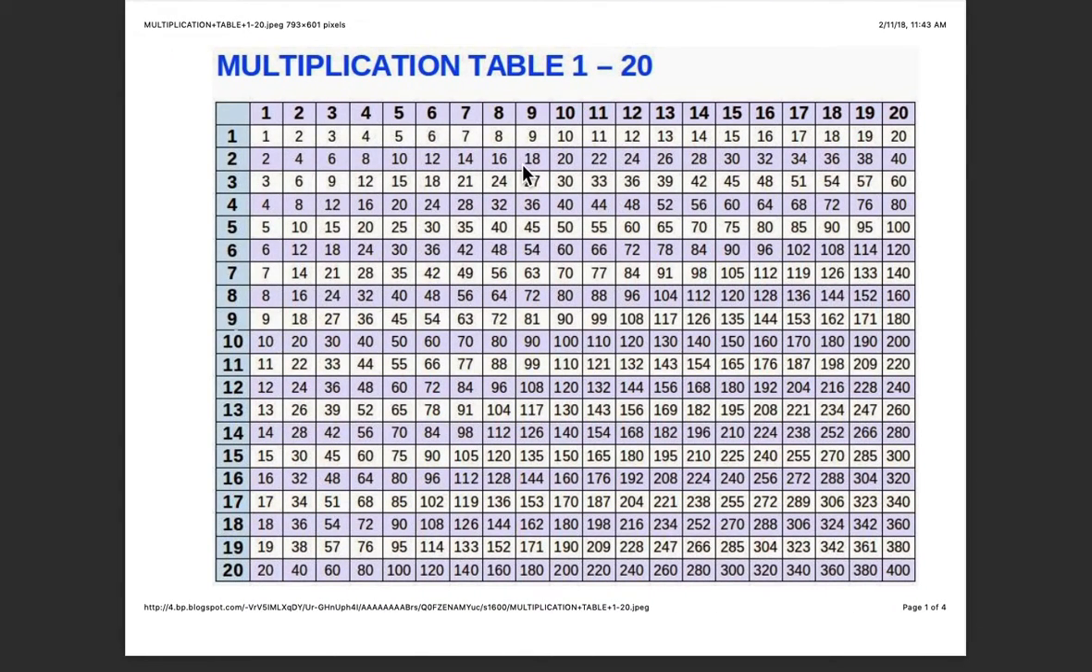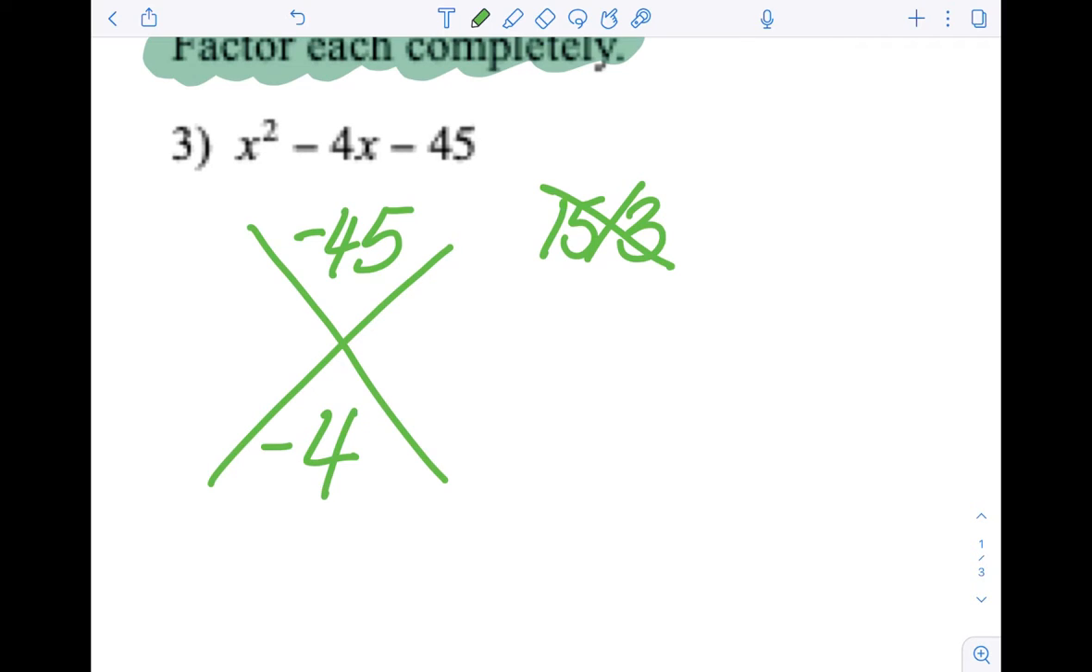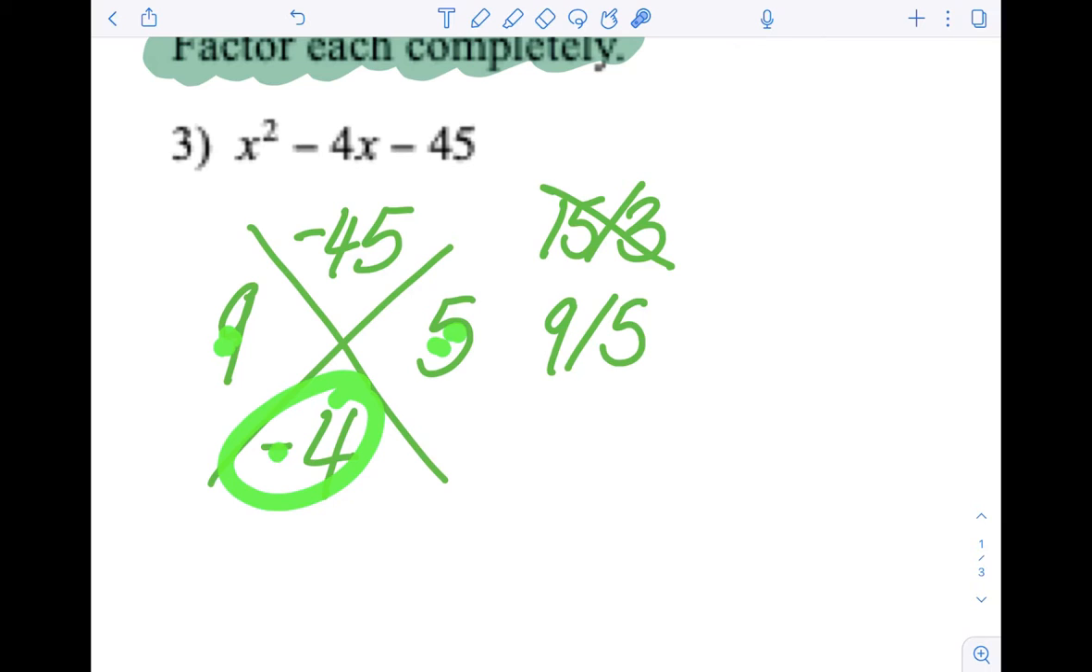Let's look for another 45. Right here, 45: 9 and 5. Let's take a look. 9 minus 5 is 4. Perfect. 9 and 5 work out. Now I need to figure out which one's going to be negative, because I got a negative here. Since 4 is a negative and 9 is bigger, I know 9 is going to be negative, and 5 is going to be positive.